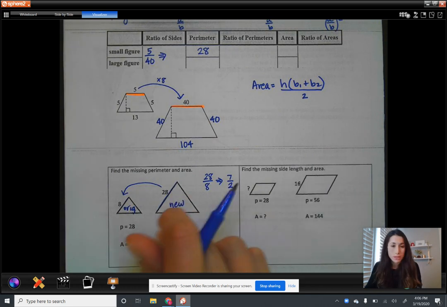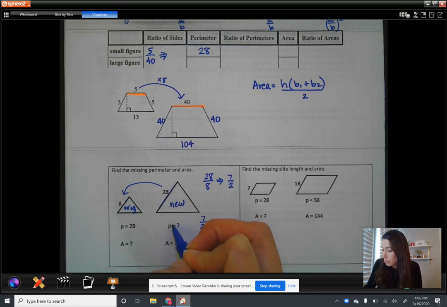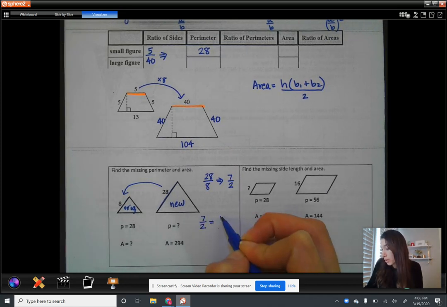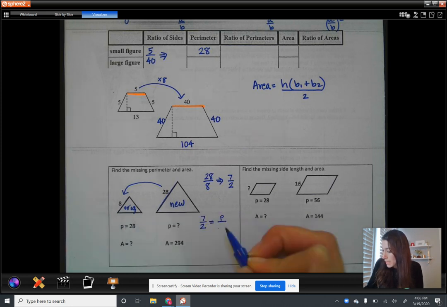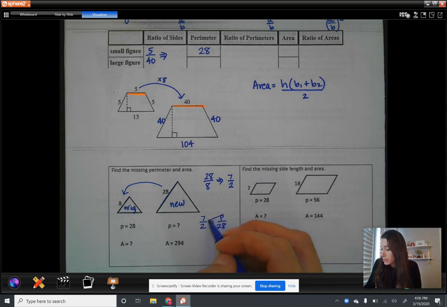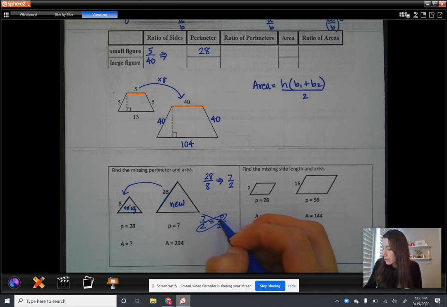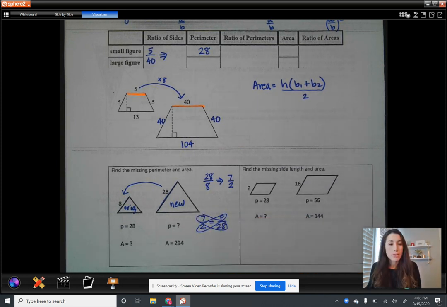So I want to compare it in the same way for the perimeter. So let's set up 7/2 and let's equal that to the perimeter, which is what we're solving for here, over 28. Okay, now from here, all you have to do to solve for the missing perimeter of the larger figure or the new figure is just set up a cross product. So multiply p times 2, so 2p, multiply 28 and 7, and then just divide by 2, okay?